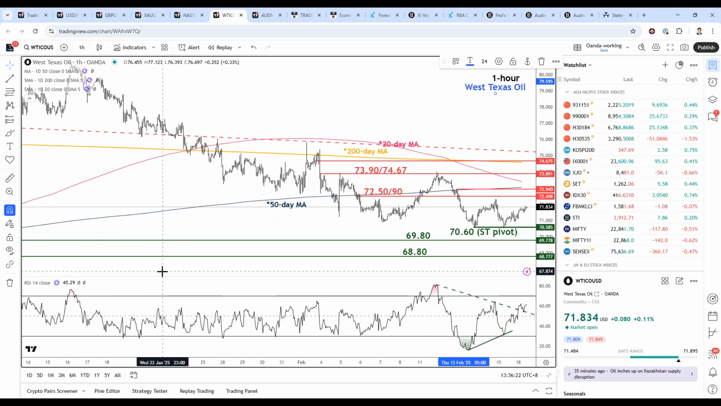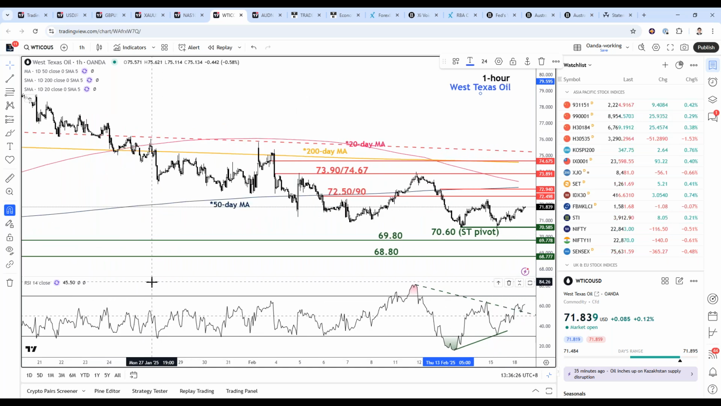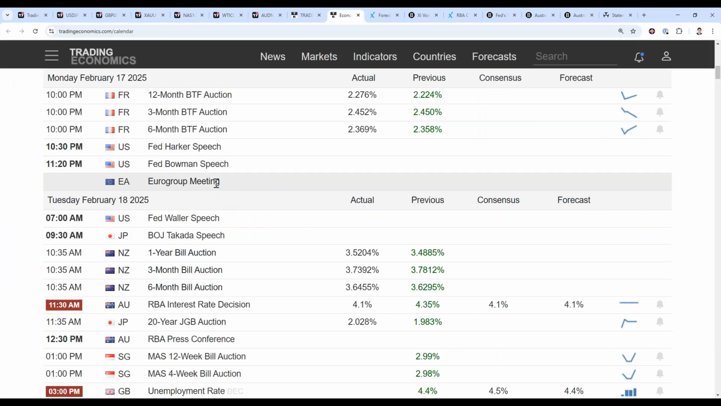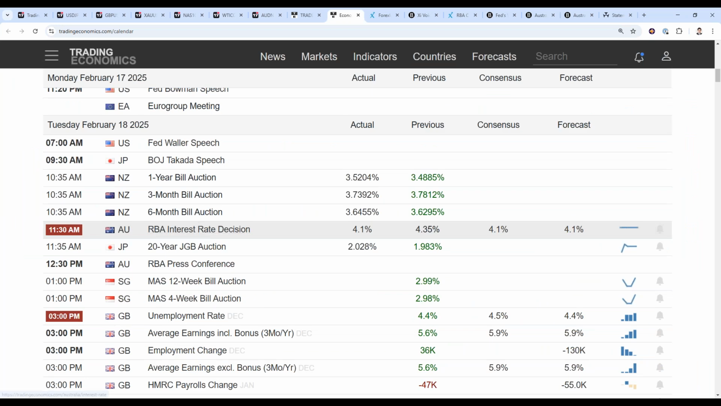All right, so that sums up the intraday technical outlook on West Texas crude oil, as well as the intraday technical outlook on the broad-based cross asset classes. So before we go, let's take a look at the economic calendar on the key data to look out for today and events. So after the RBA interest rate decision at 3 p.m.